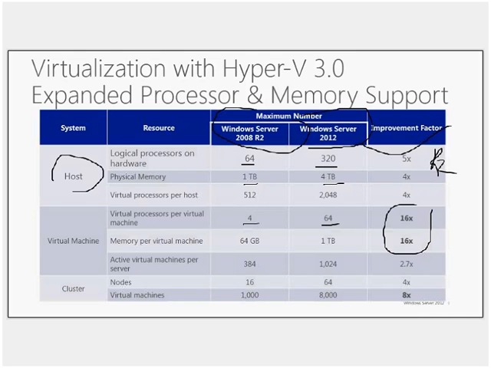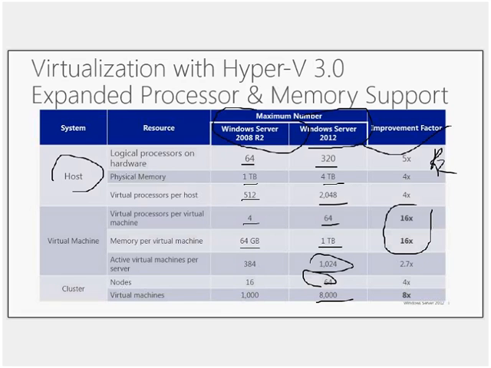We also have a big stat here where virtual processors per host was at 512. We went all the way up to 2048. Big improvement there. Virtual machine memory went from 64 gigs to 1 terabyte in size. And then also active virtual machines per server on bare metal at 1024, 64 nodes in a cluster, and 8,000 virtual machines running in a cluster. So that's pretty impressive.